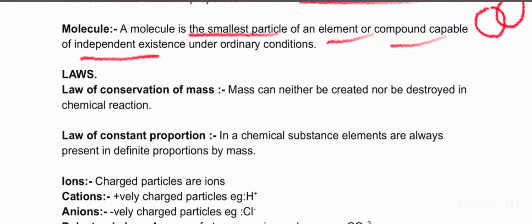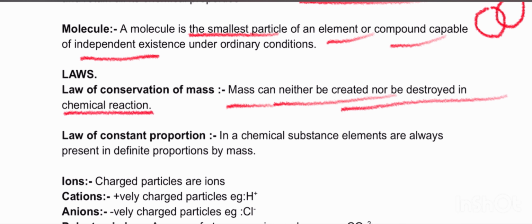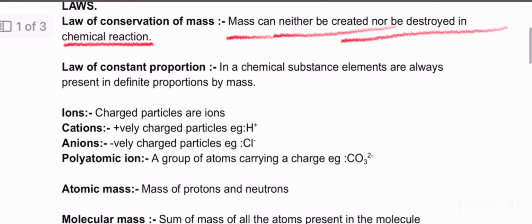Law of conservation of mass. The law of conservation of mass states that mass can neither be created nor destroyed in a chemical reaction. You cannot create mass, as well as you cannot destroy it.